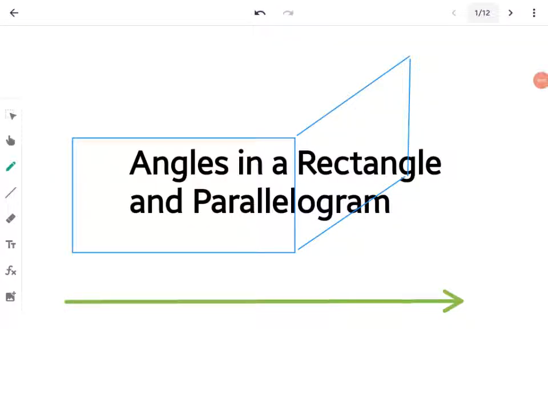In this video, what we're going to explore are problems involving angles in a rectangle and angles in a parallelogram. Rectangle and parallelogram are types of quadrilaterals, and quadrilaterals are any four-sided figures. But before that, let us first get familiarized with the properties of rectangles and properties of parallelograms.